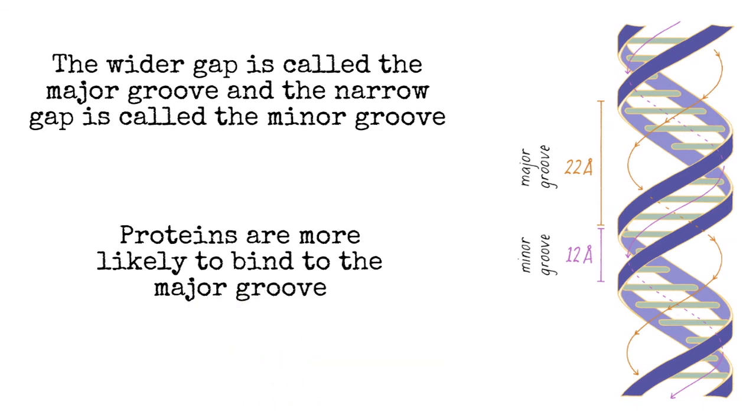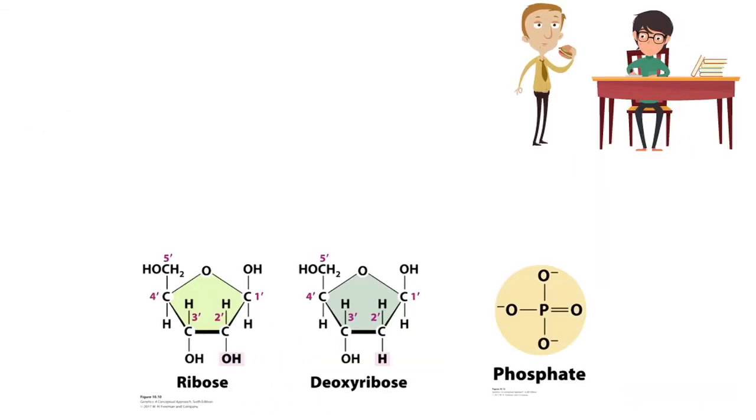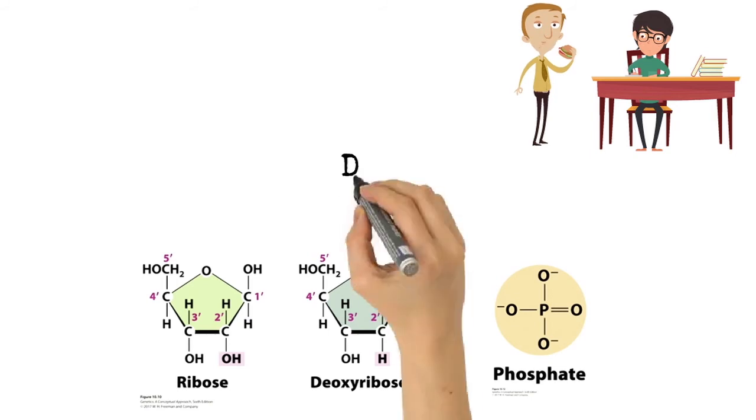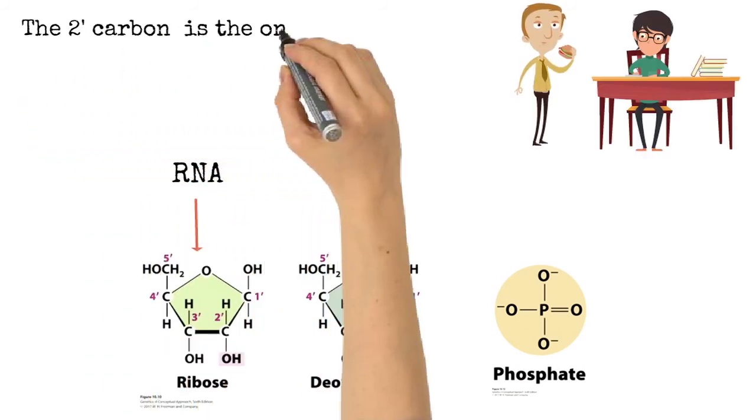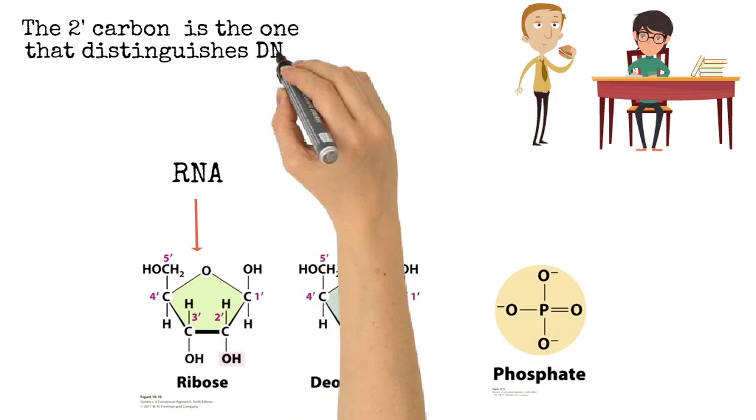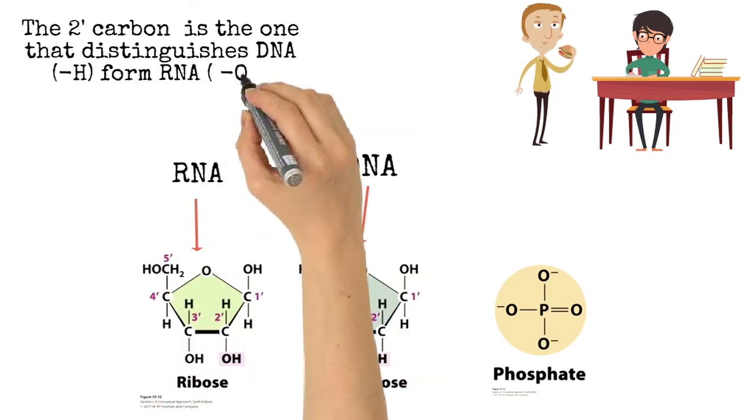To differentiate DNA from RNA, we can look at the sugar molecule in the backbone. DNA has deoxyribose sugar, while the RNA has ribose sugar. This means that the DNA will only have a hydrogen in the 2' carbon, while the RNA will contain a hydrogen as well as an oxygen in the 2' carbon.